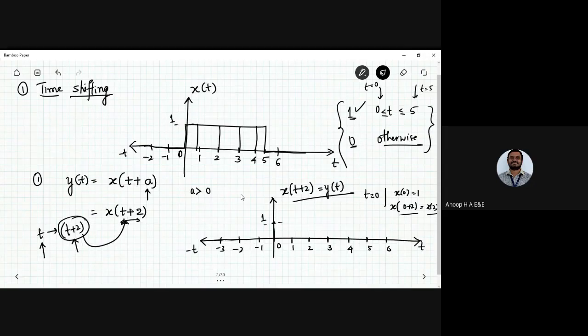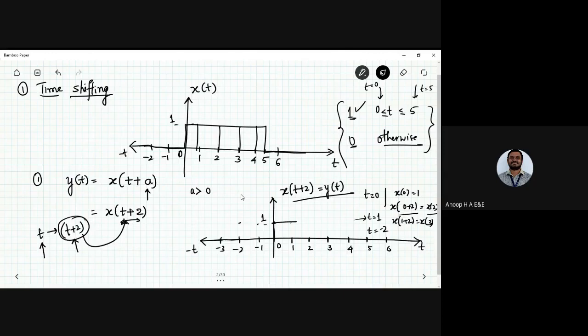Now what is the value when t is equal to 1? When I give t equal to 1, what do you get? x of 1 plus 2, that is x of 3, which is equal to 1. What is the value at 3 there? That is equal to 1. Again, it goes like this. Now let me give a negative value for your understanding, t equal to -2. So x of -2 plus 2, x of 0, and again the value is equal to 1.